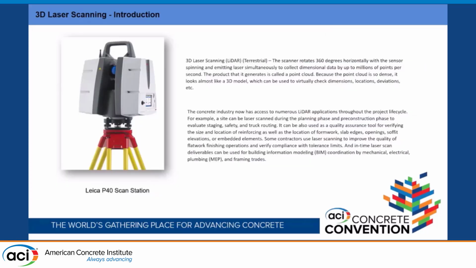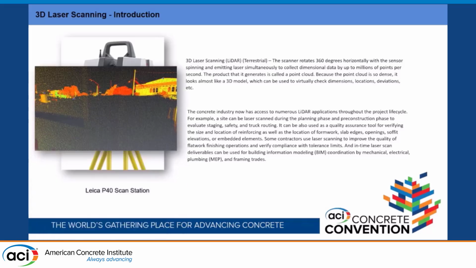Laser scan. In a nutshell, the laser scan is just another survey tool that collects more data compared to the total station. You collect dimensional data at up to millions of points per second. It generates a data set called a point cloud. That point cloud is so dense, it looks like a model. This is a screenshot of how it looks. Those points actually contain all the X, Y, Z coordinates, and you can measure dimensions on your computer.